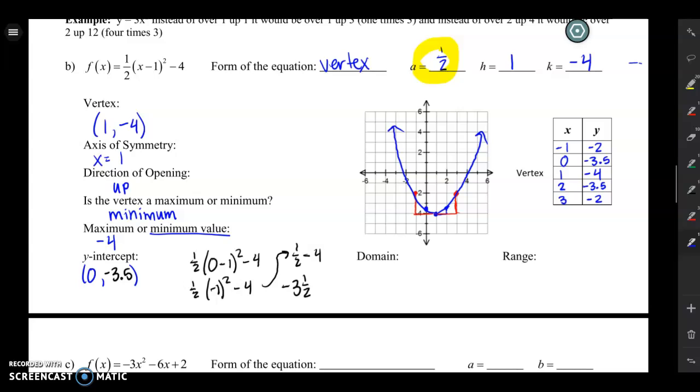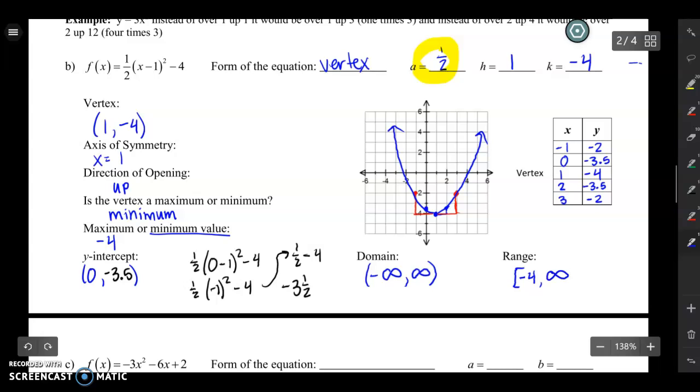So the domain is how far to the left and right can I go, which in this case I can go as far as I want to in the left and as far as I want to in the right. So it's negative infinity to infinity. And my range is going to be how far up and down can I go. So the furthest I can go down is this -4 value. And then my parabola is going up forever. So it's going to go from -4 to infinity. And remember that I'm using this bracket here because I have a filled in dot at -4.